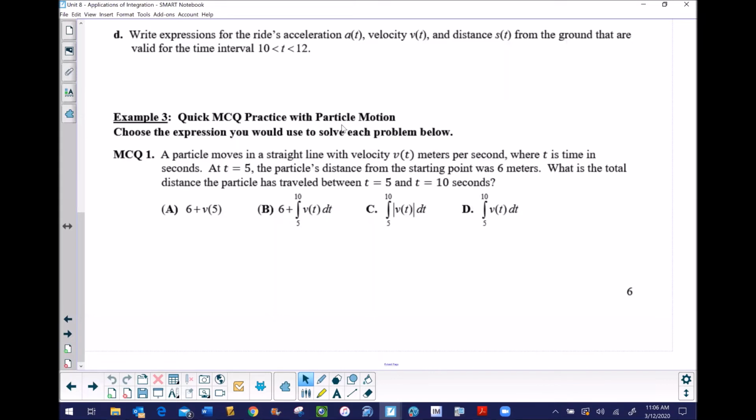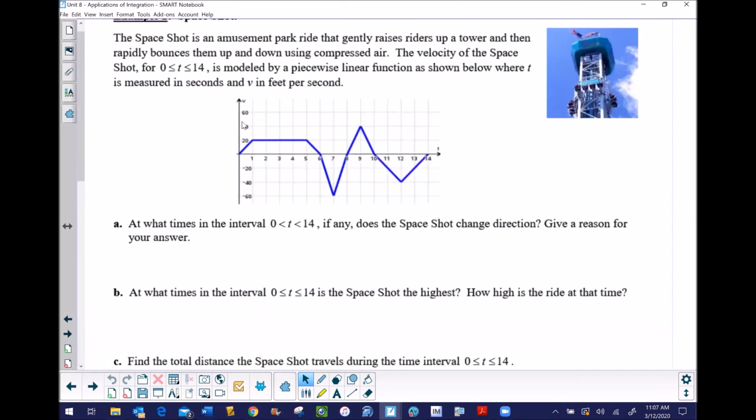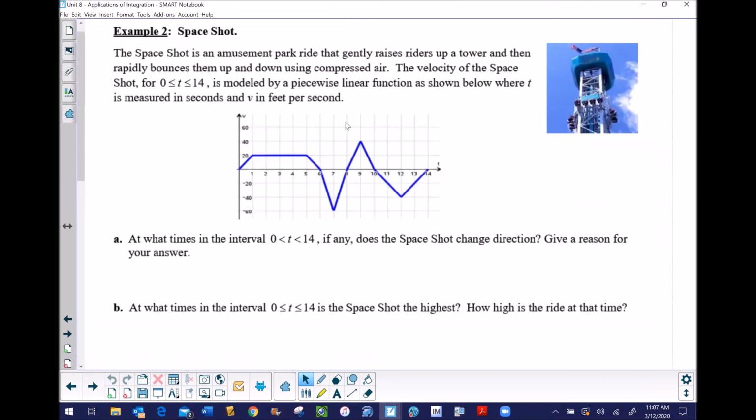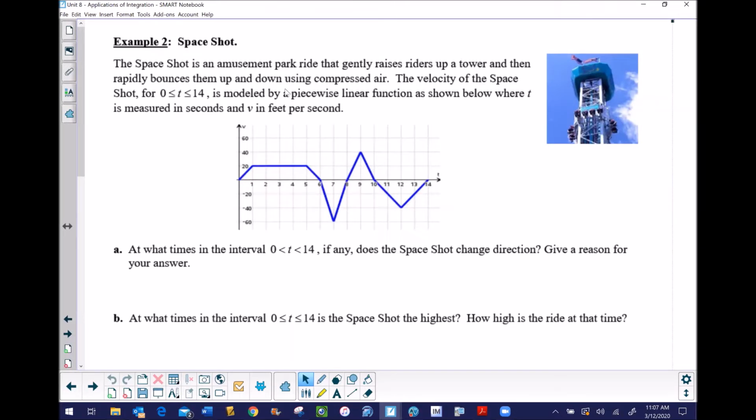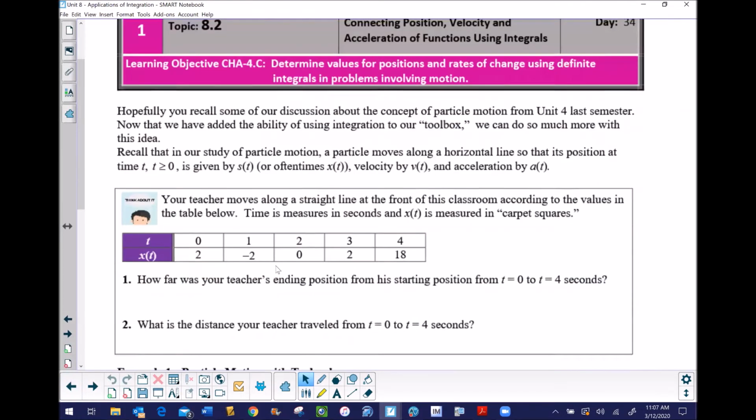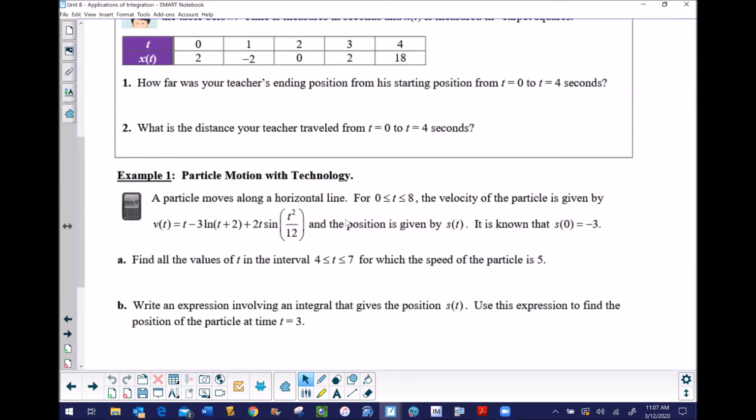But I don't want you to stop. If you haven't watched that video, stay here. Just make sure that you do take a look at that. And if anybody's watching this recorded, if you haven't seen that video first, make sure you watch day 2 so that you can get the information from the example that we talked about with the space shot amusement park ride. And then prior to that, we had the problem dealing with just a particle moving along a line that involves technology.